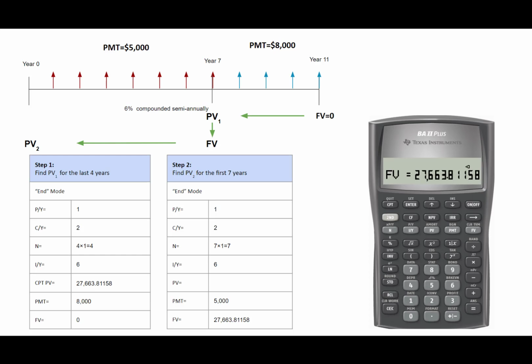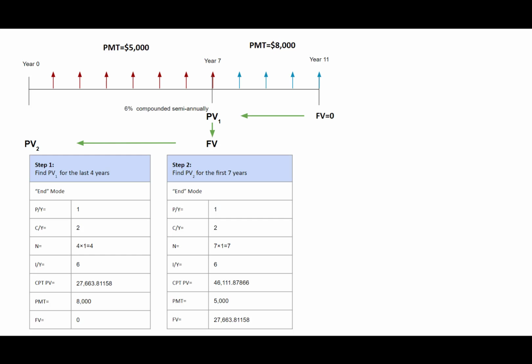Let's use the calculator. PY, CY, and IY stay the same as the first step. We'll enter the new value for N, which is 7. PMT is 5,000. We have already entered FV. Compute PV. We get 46111.87866. Rounded, Emma should pay $46,111.88 for this annuity. Now we have solved the problem.